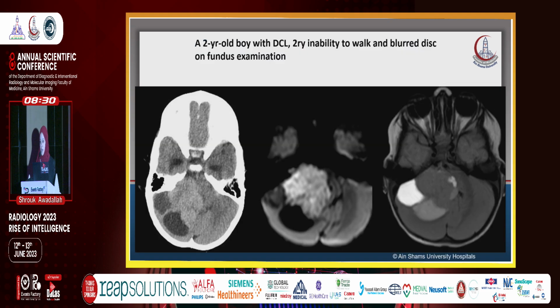As in this case from our hospital, a 2-year-old boy with disturbed conscious level and the secondary inability to walk with blurred disc. The CT showed a hyperdense mass lesion on the right CB angle, and the diffusion images showed the true restricted diffusion, and the FLAIR showed mixed signal.